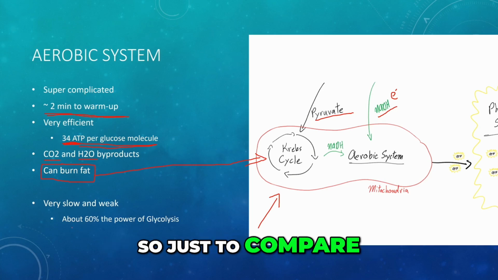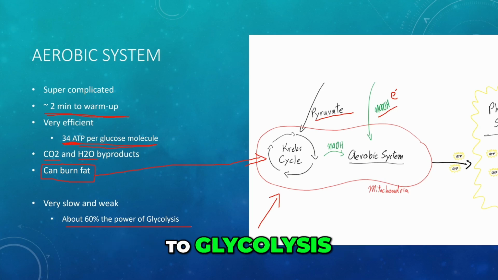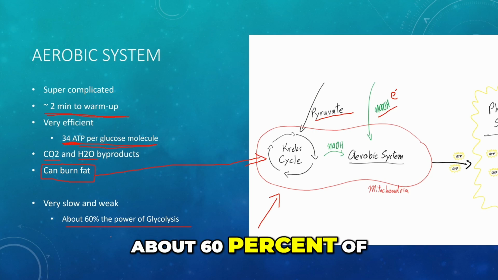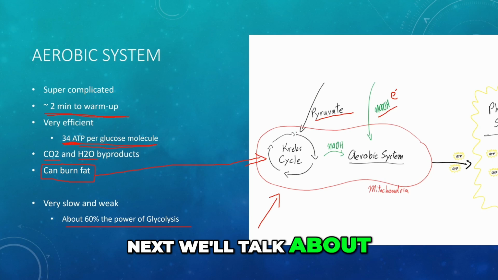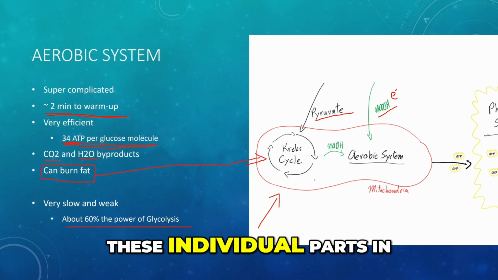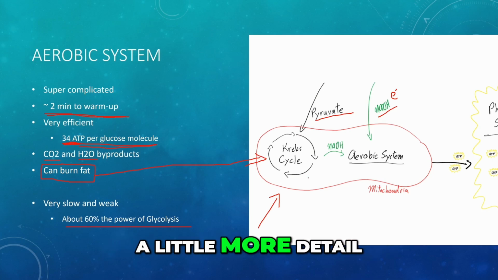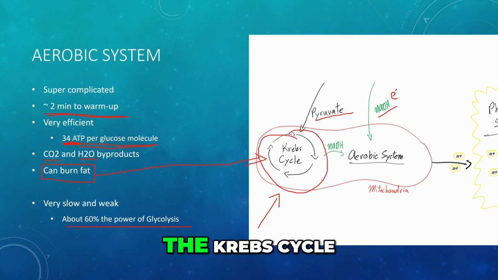Just to compare to glycolysis, this can produce about 60% of the power that glycolysis can. Okay, next we'll talk about these individual parts in a little more detail. So let's start with the Krebs cycle.